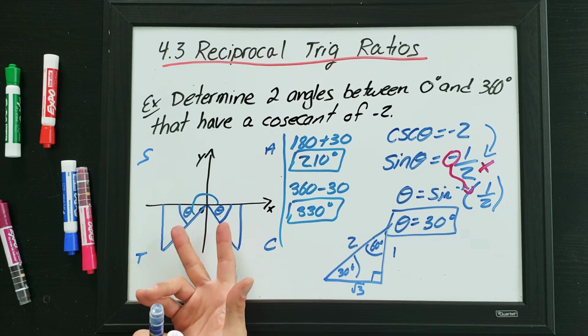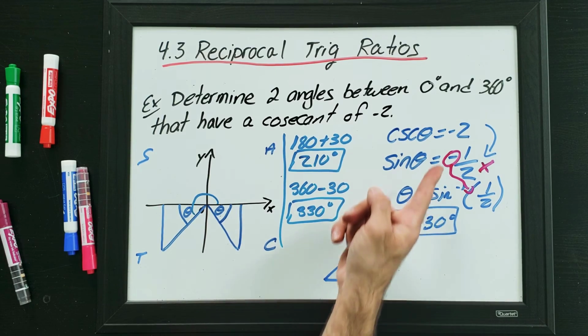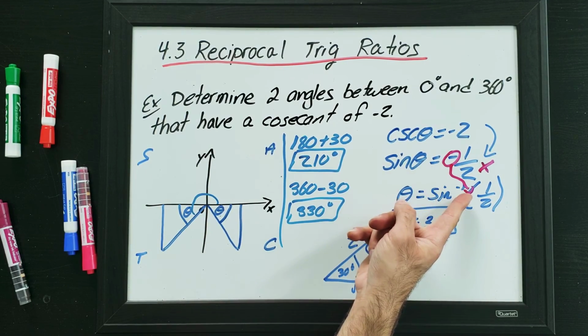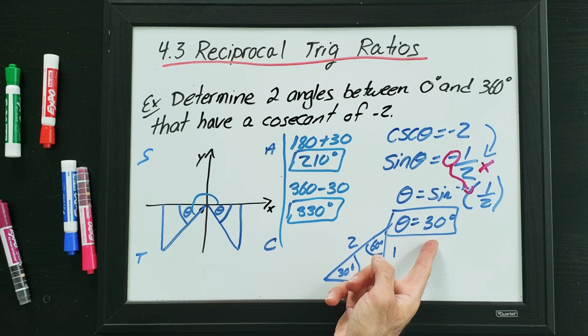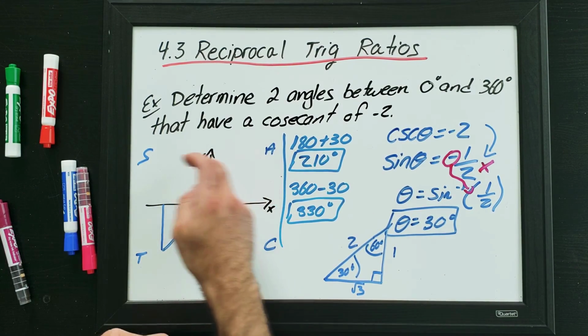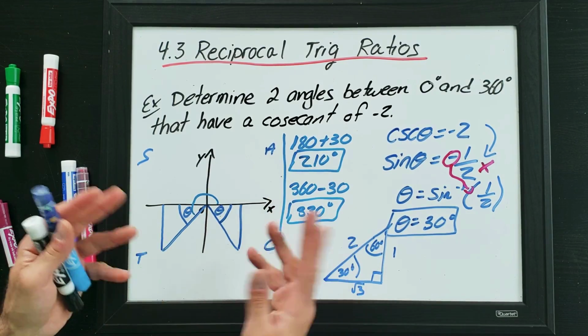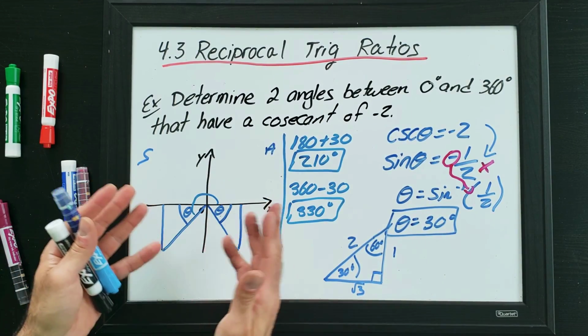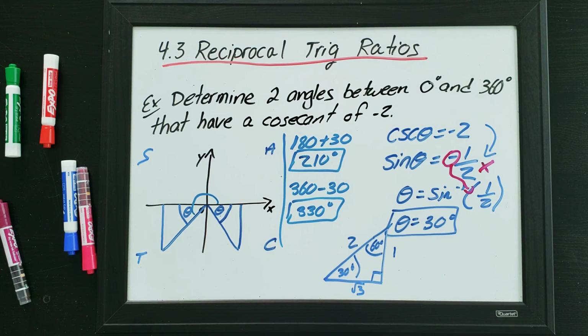Okay, again, I use the related angle, which is 30. Pay attention, do not use that negative. Figure out your angle. You can use your calculator, you can use your special triangles, and then use the related angle and the CAST rule to do the 180 plus, 180 minus, 360 minus, whatever you have to do to give the two answers. And that's it for 4.3.